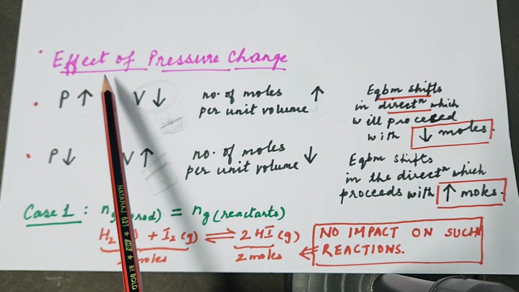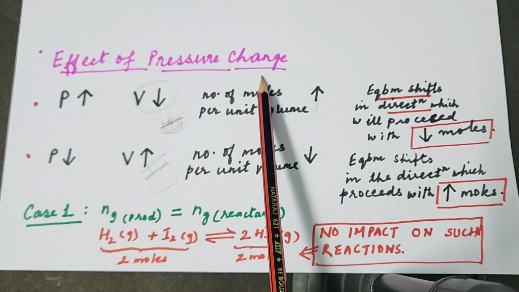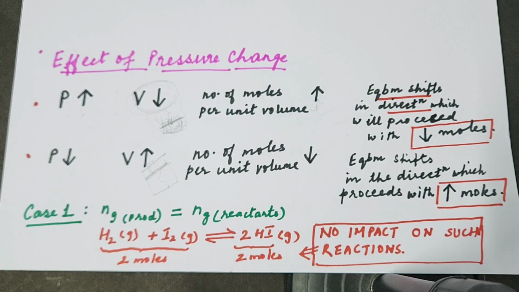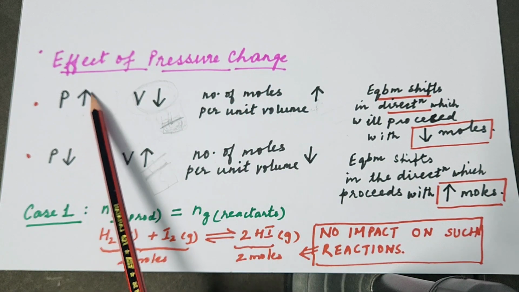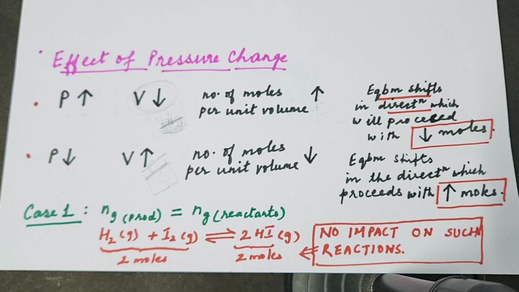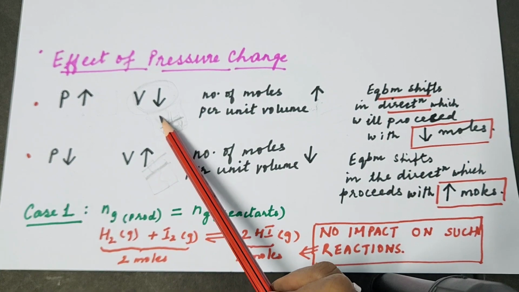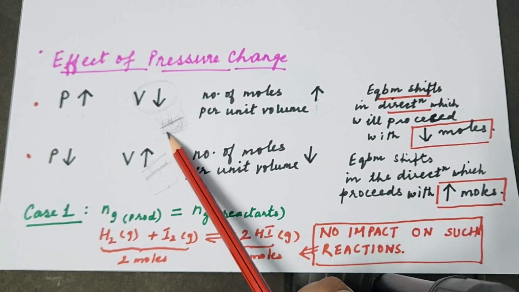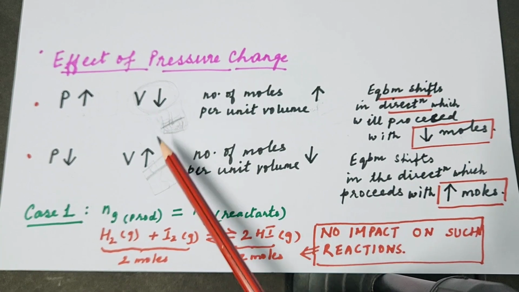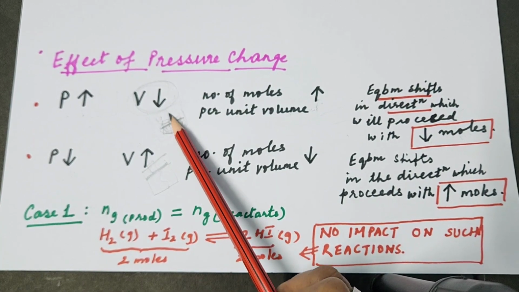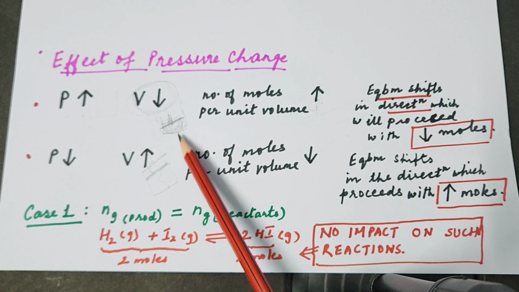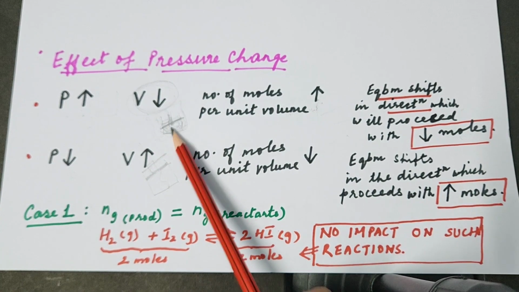Let us now understand the effect of pressure changes on a given reaction system at equilibrium. So let us increase the pressure of a system. So I have here, just to understand, a container having a gas cylinder. Let's say this is a piston I have, and that piston is a movable piston with which we can increase or decrease the pressure.